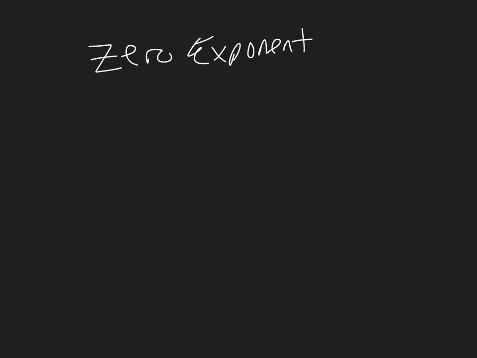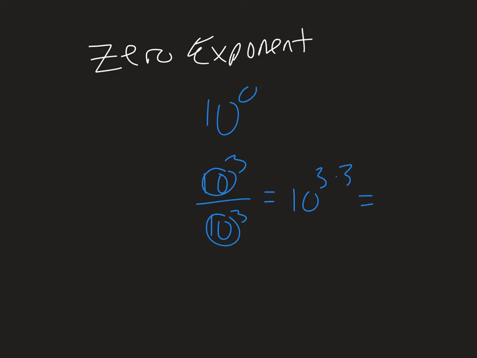So let's take a look at what a zero exponent means. For instance, let's say we have 10 to the 0 power. What does that mean? Well, let's think about our quotient rule. Say we have 10 to the third power divided by 10 to the third power. If we follow our rule, since we have the same base, we can subtract the exponents, 3 minus 3, which means that this expression is 10 to the 0 power, meaning these two expressions are equivalent.